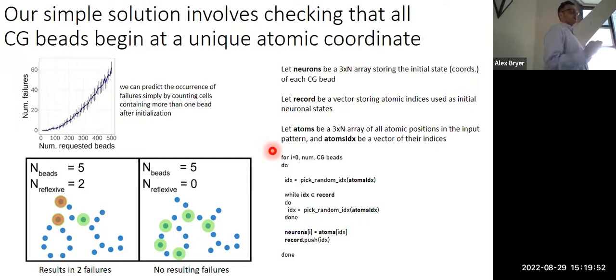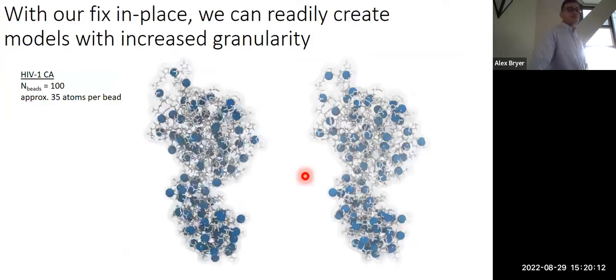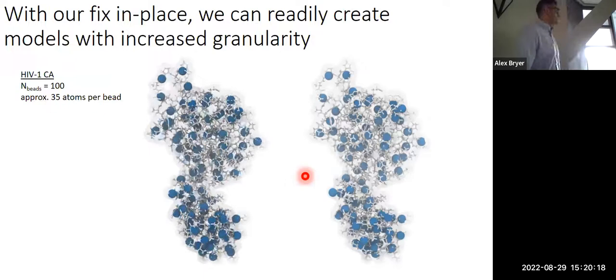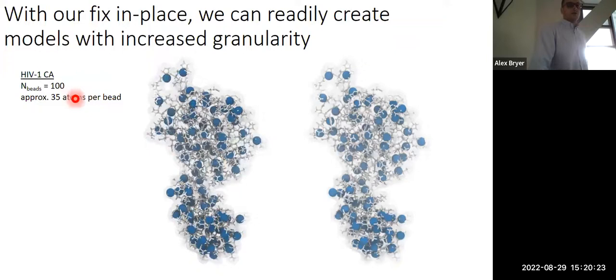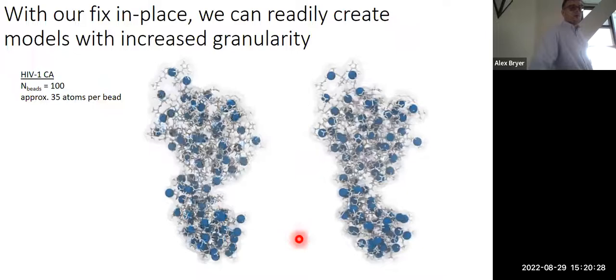So it's a really simple fix, but what it allows us to do is to now create models with theoretically, we could have a one-to-one, so one CGB per atom, which wouldn't be very useful, but now we can extend the limits of what we can achieve with this. Here's an animation of this process for HIV-CA. We have 100 beads, which is approximately 35 atoms per bead. And you can see the optimization slowly converging, where each bead is equipartitioned within the atomistic domain.